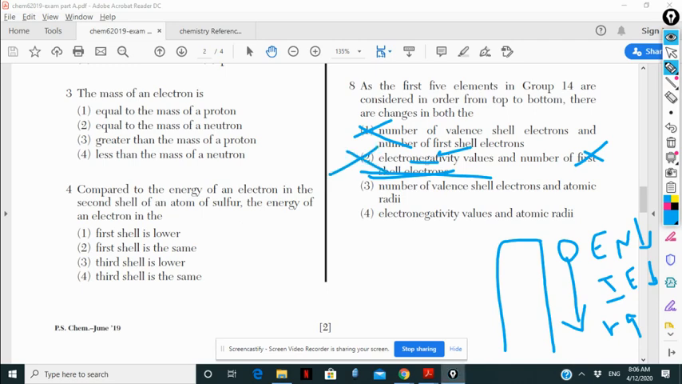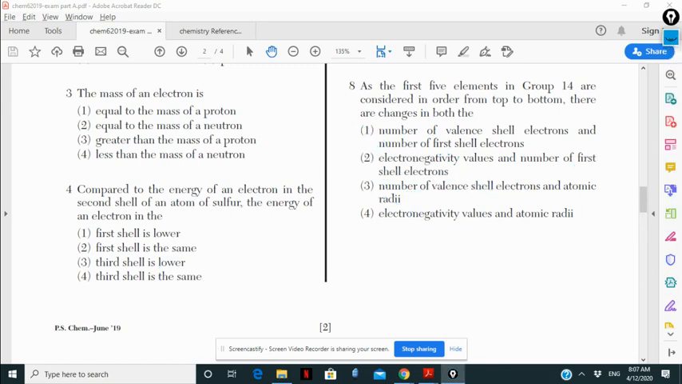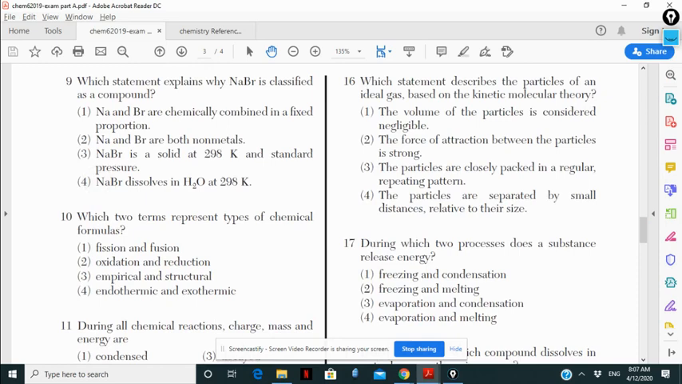The number of valence shell, no, we said that they have the same number, but the change in the atomic radii means half of the statement is correct and the other half is incorrect. So I cancel 3. Question number 4, the electronegativity change and the atomic radii is correct because that's the trend I just wrote over there.